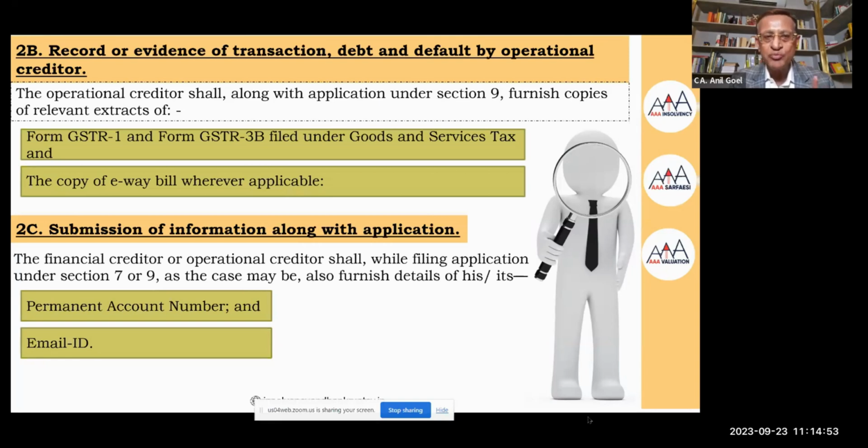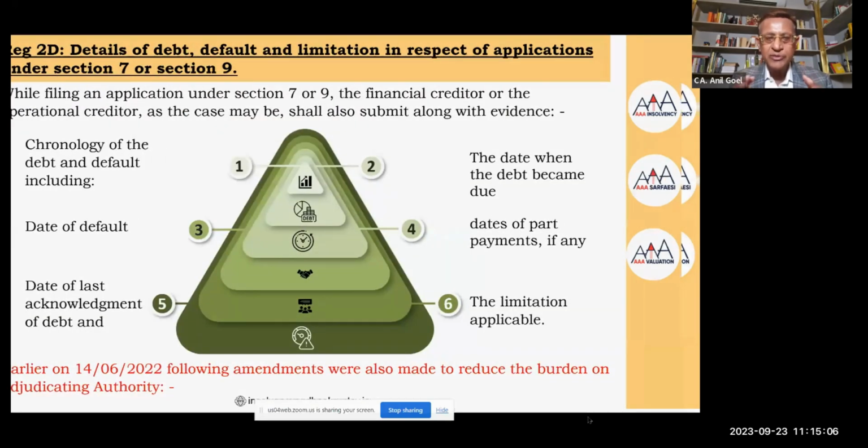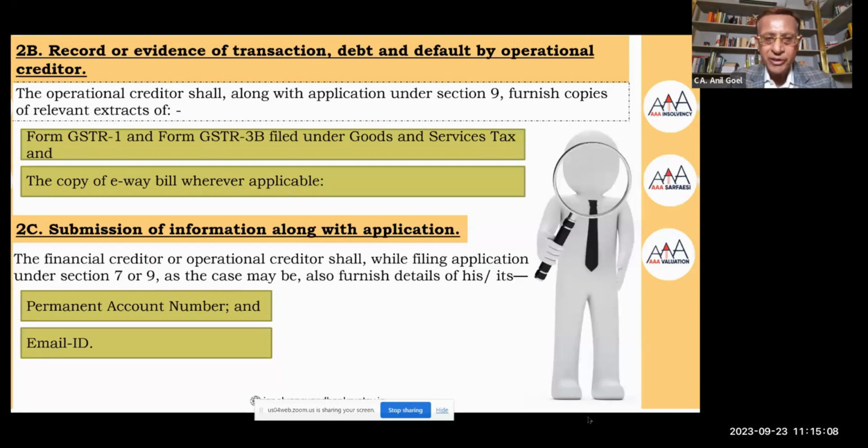The earlier inserted regulation 2C was applicable to sections 9 and 7 both. However, 2B was applicable only to section 9. So in case we see the efforts of the IBBI, 2B, 2C, and 2D, the intention was basically to save the time of the adjudicating authority.